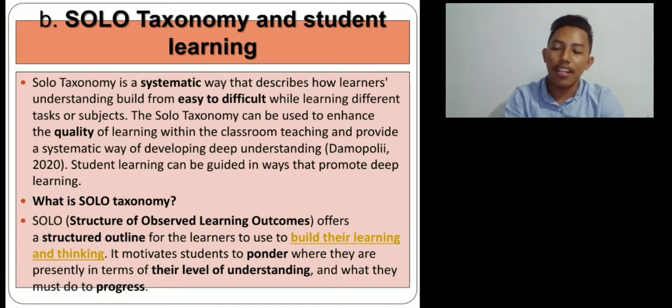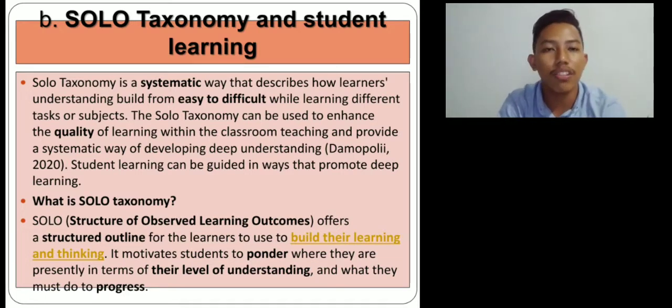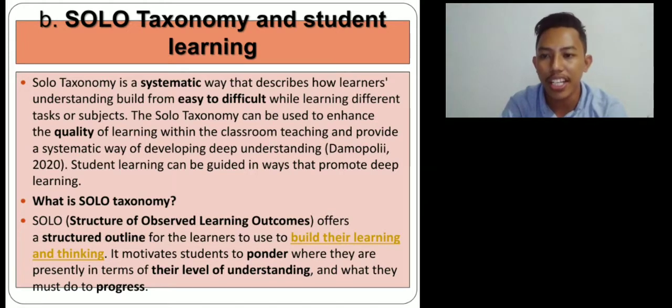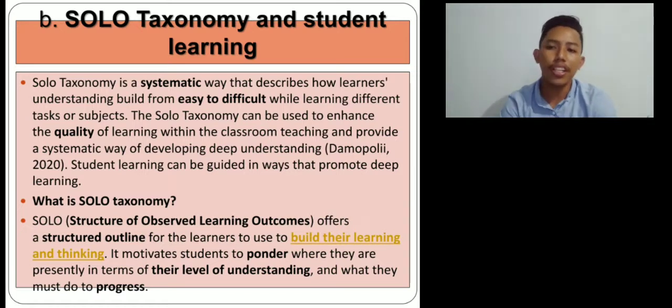So the next taxonomy that we are going to learn is the SOLO taxonomy and student learning. The SOLO taxonomy is a systematic way that describes how learners' understanding builds from easy to difficult while learning different tasks or subjects. The SOLO taxonomy can be used to enhance the quality of learning within classroom teaching and provide a systematic way of developing deep understanding. Student learning can be guided in ways that promote deep learning. In this taxonomy, the learner should be able to build their understanding from the easiest way to the difficult one. So what is the SOLO taxonomy?